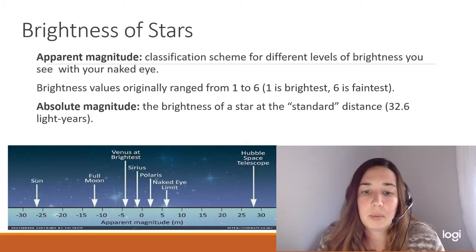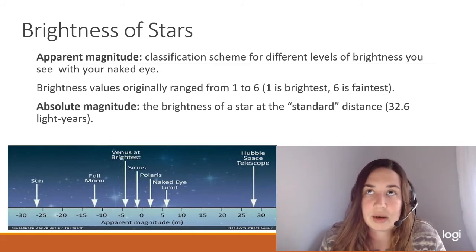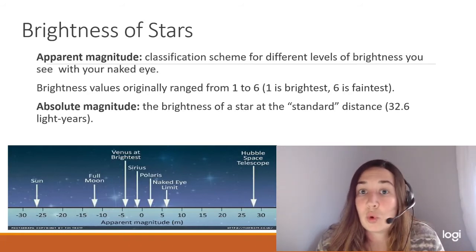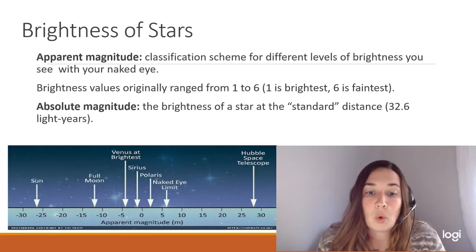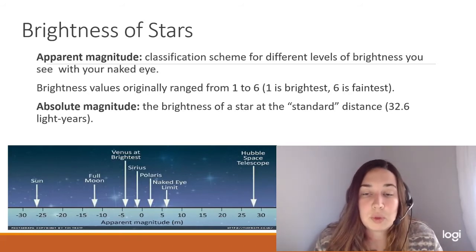And our Hubble Space Telescope is the farthest away, or the faintest, I guess, not quite the farthest away, but it is the faintest in brightness. So on that brightness scale, the Hubble Space Telescope is reading at about 28, but you can't see that with your naked eye. You can only see between 1 and 6 on the apparent magnitude scale. So between 1 and 6 is what you can see with your naked eye.